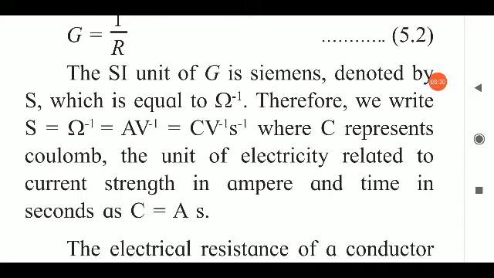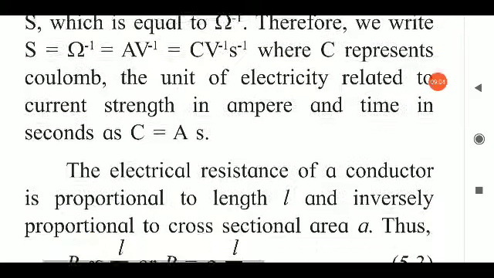We write S = ohm inverse = A/V = C V inverse, or V raised to minus 1 S raised to minus 1, which gives the same information, so both the relations are the same, where C represents the coulomb, the unit of electricity related to the current strength in ampere and time in seconds, as C = A into S. So this is the relation behind it.